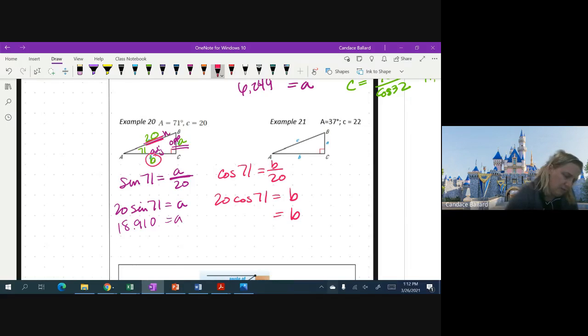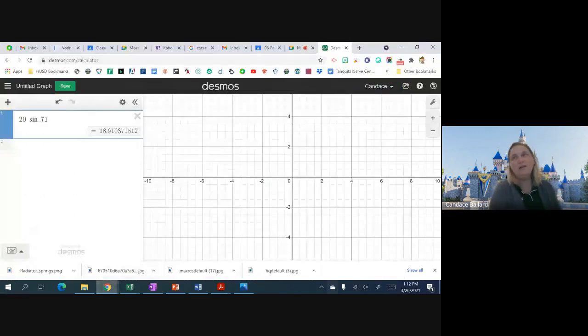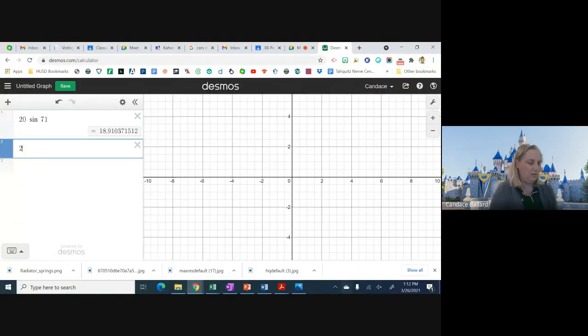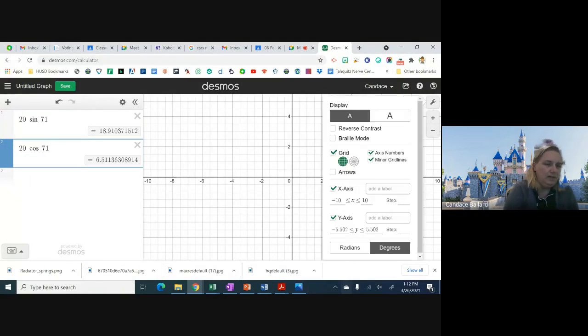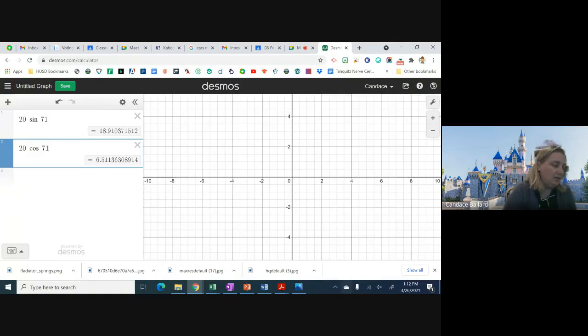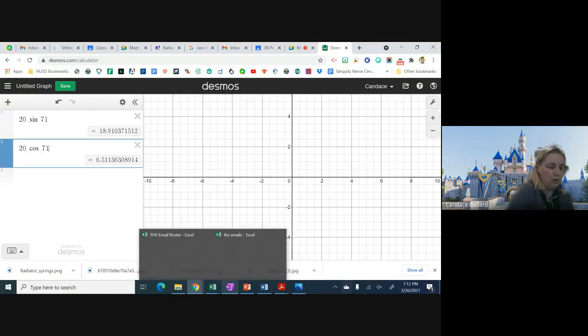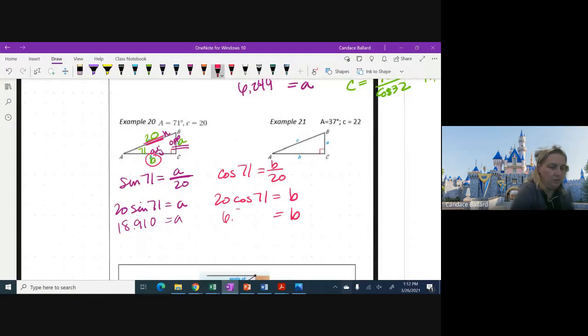All right, and I'm going to pop into Desmos one more time. So 20 times the cosine of 71. I'm paranoid, so I double check. So it's in degrees, so we're good there. So 6.511. Okay.